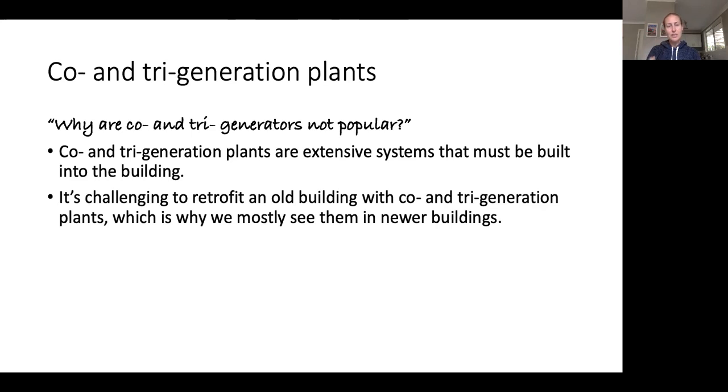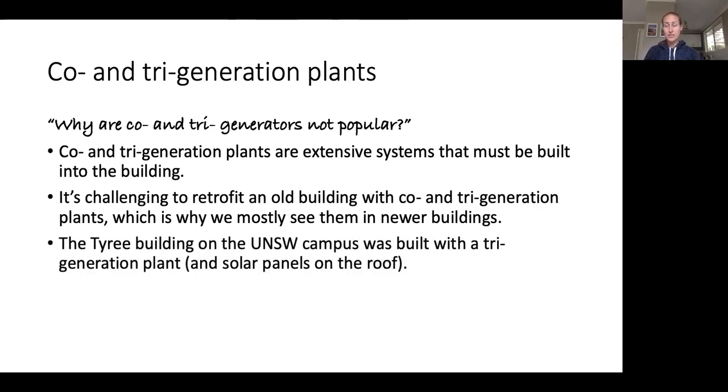And so it can be challenging to retrofit an old building with co and tri-generation plants. So that's why we mostly see them in newer buildings. And a very good example is the Tyree building on the UNSW campus. That was built with a tri-generation plant and also with solar panels on the roof. So it's quite an amazing energy sustainability building.